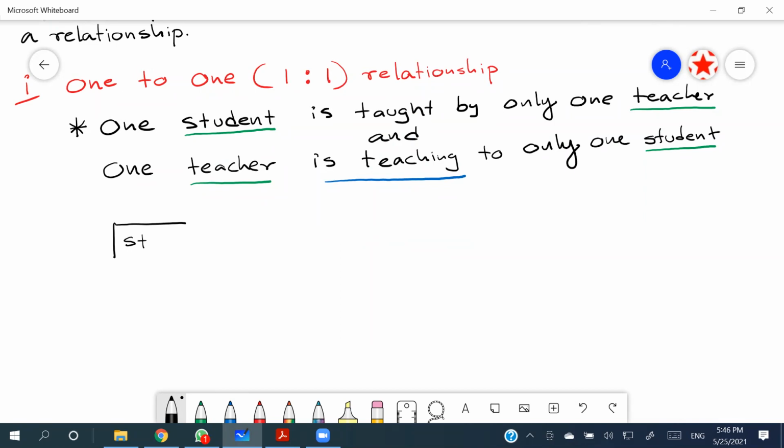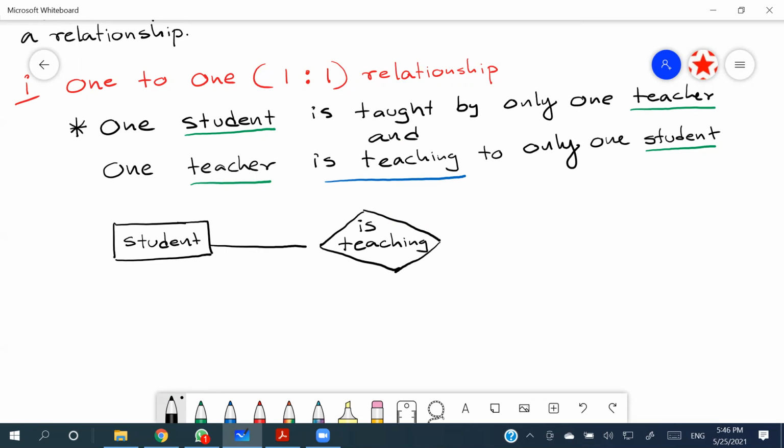So this is student, then "is teaching" is going to be considered as the relationship, and this is teacher. Right? A student is taught by a teacher.